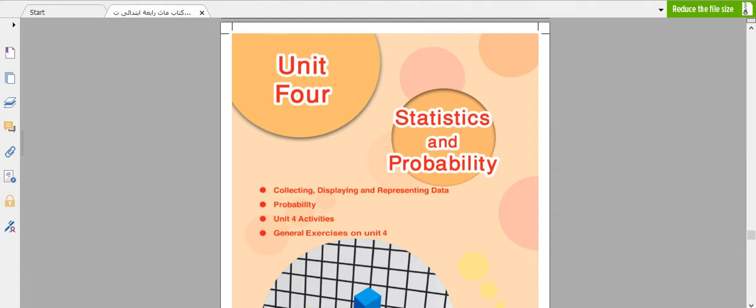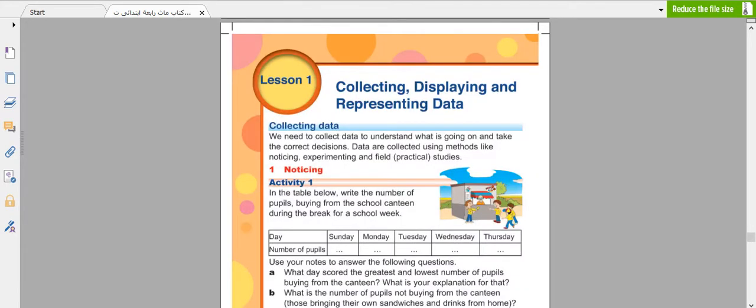Hope you are fine. We will start our last unit, Unit 4. It's about statistics and probability. We have only two lessons in this unit. Lesson 1 is about collecting, displaying, and representing data. Lesson number 2 is probability. We will take lesson 1, collecting, displaying and representing data.